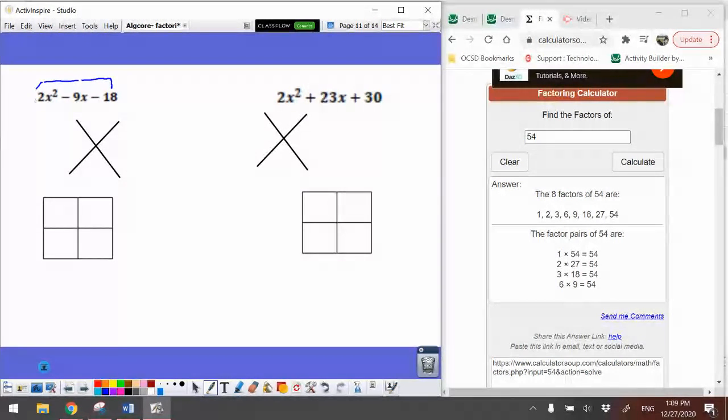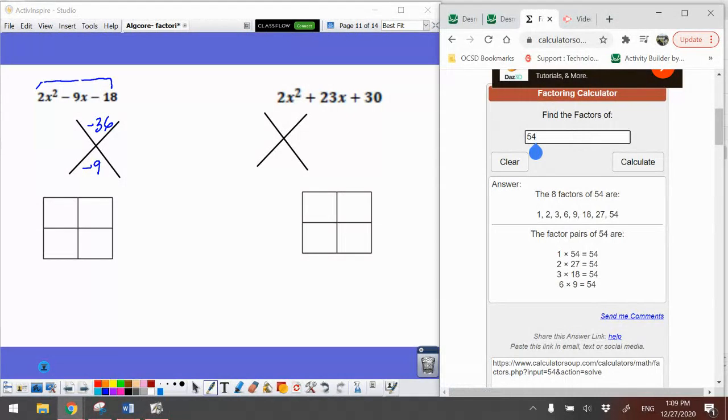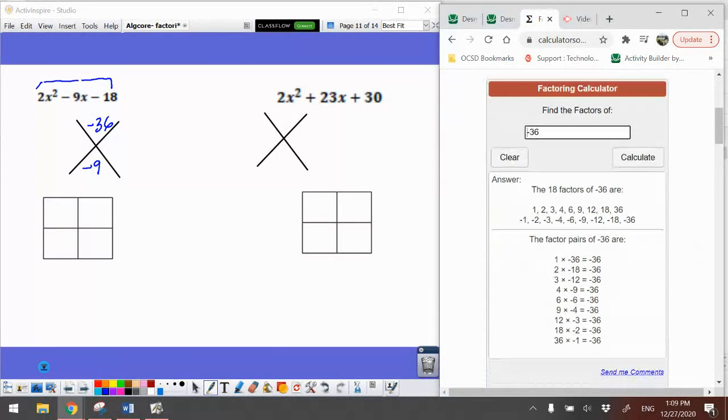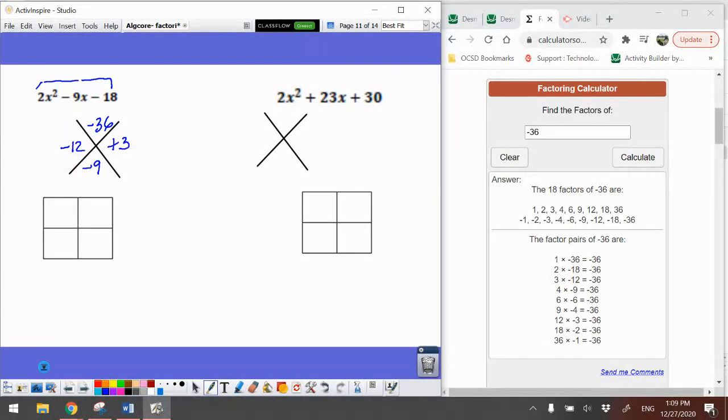All right, let's see how you did. 2 times negative 18 is negative 36. My bottom number is a negative 9. So if I think about negative 36, I'm looking for a negative 9. I see that I can use 3 and negative 12. So negative 12, positive 3. Okay, so 2x squared minus 18, a negative 12x, and a positive 3x.